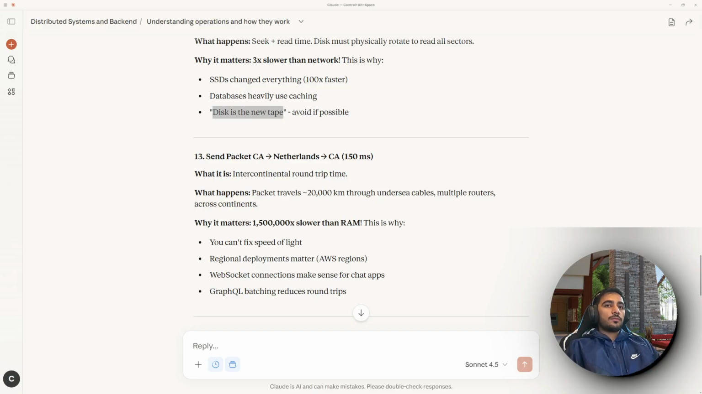You can't fix it. They say speed of light because they are using optical fiber cable here, so that is not like a universal constant. So you can't fix the speed of light. Regional deployments matter, and that's why you should not be doing California to Netherlands and then back to California with the response. Rather, you should have a data center with a geographical load balancer, where you geo-redirect users based on the location from which the traffic is coming and have your own deployment for that particular environment. So, yeah, you should have that. Regional deployments matter. That's what the second point means.